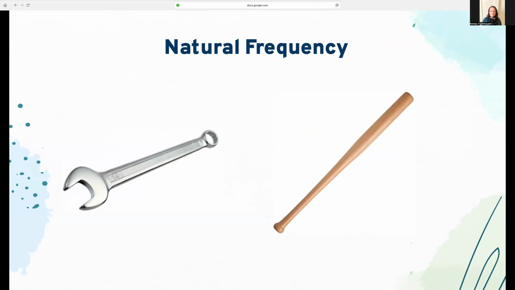There's also this idea of natural frequency. If we dropped a wrench on the floor and then a baseball bat on the floor, the sounds they make would be different because they each have their own natural frequency, or the frequency of vibration that they have when they are struck. We know these are different materials, and it has to do with the materials themselves. So the metal is going to have a different natural frequency than the baseball bat.